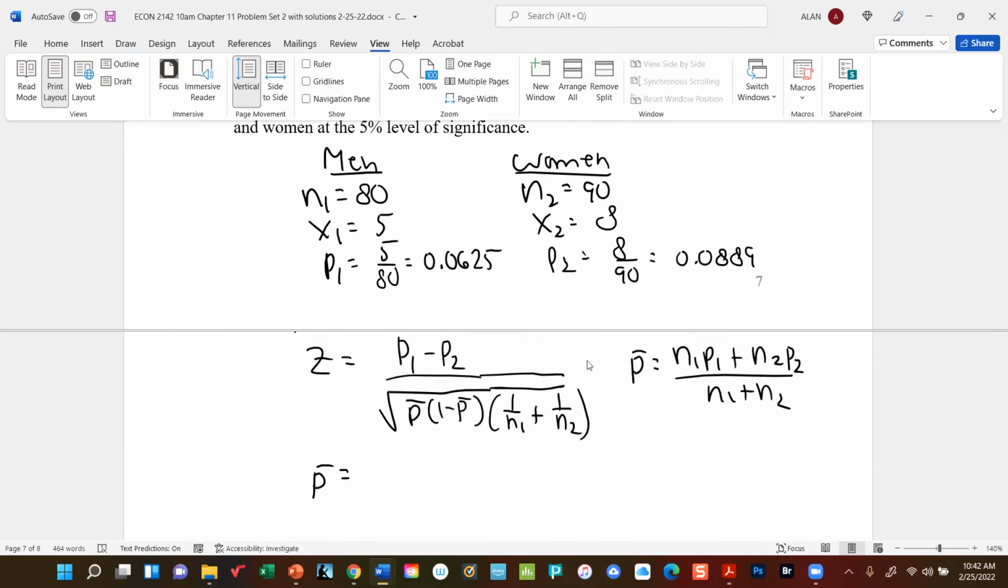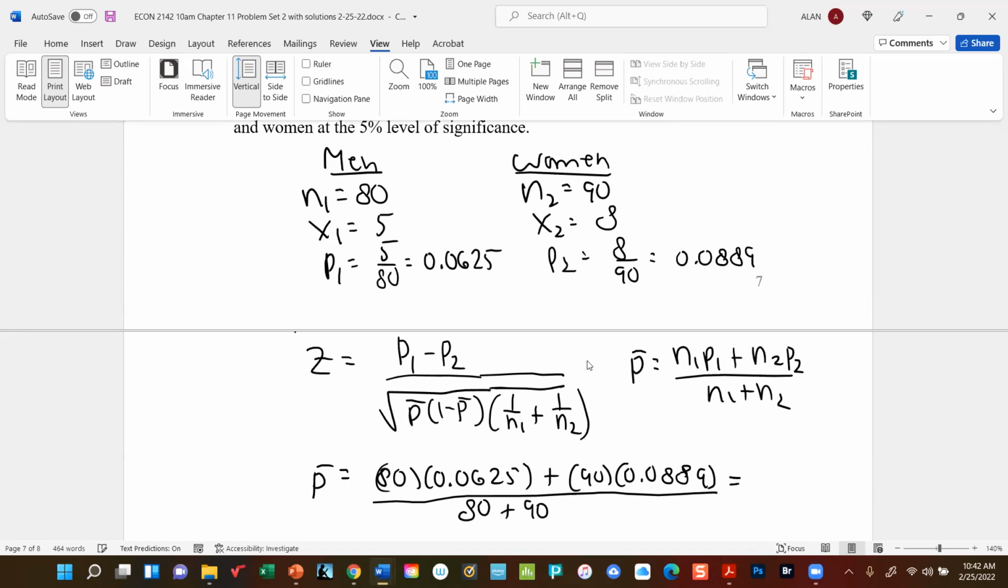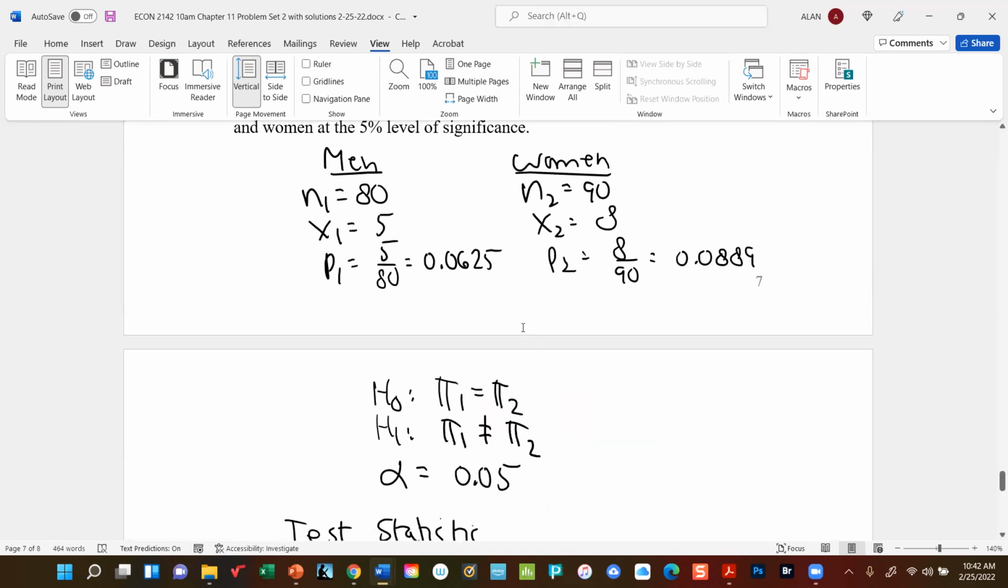All right. So N1 is 80, times 0.0625, plus 90 times 0.0889. And then we divide by the sum of the two Ns. And when you calculate that, that works out to be about 0.0765. Now, with that being said, we can figure out the test statistic.